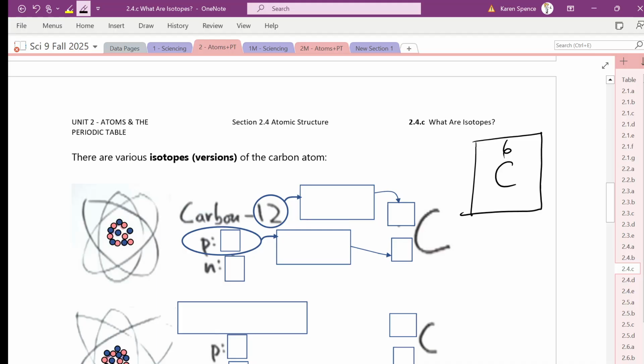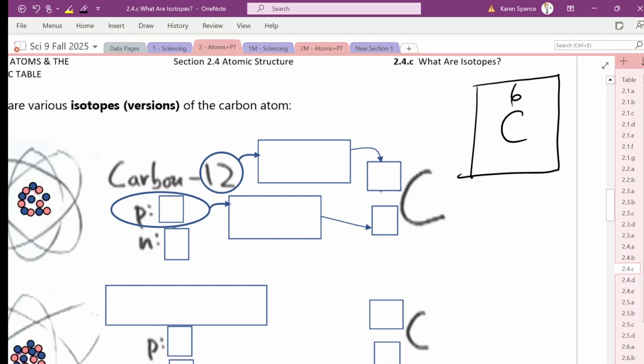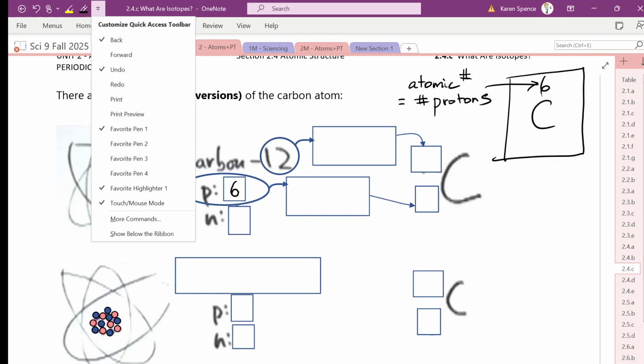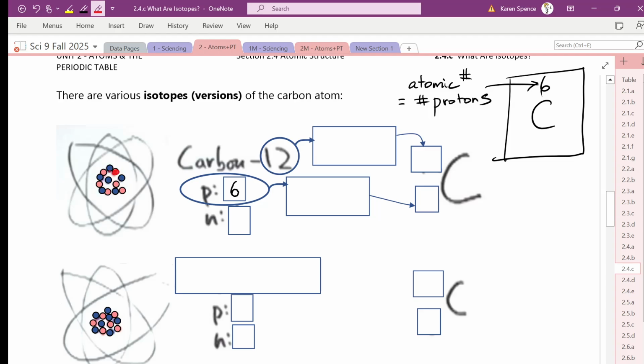Okay, so how many protons are in carbon? That is our atomic number, which is equal to the number of protons. So carbon has 6 protons. And if you look at it, we have our little red protons here. 1, 2, 3, 4, 5, 6 protons. Okay? These are all different versions of the carbon atom.